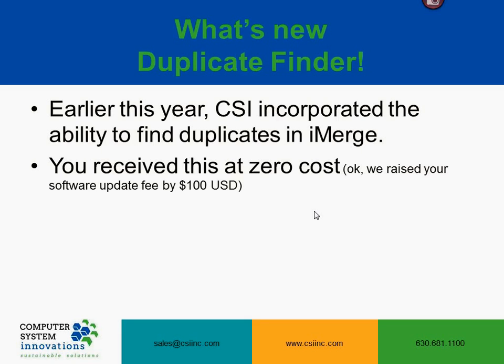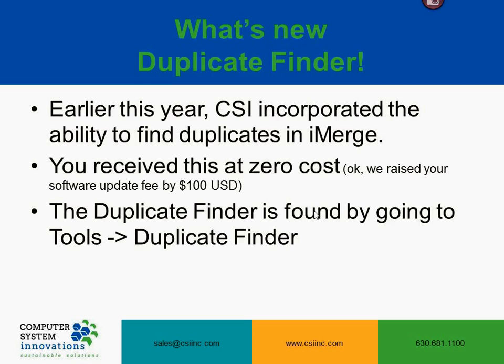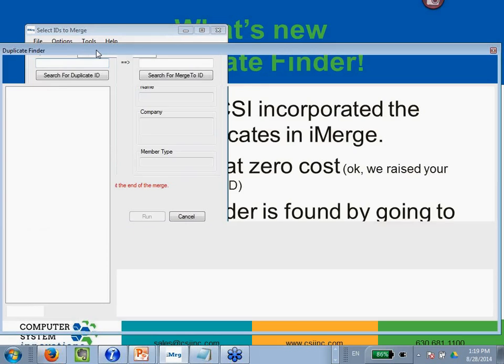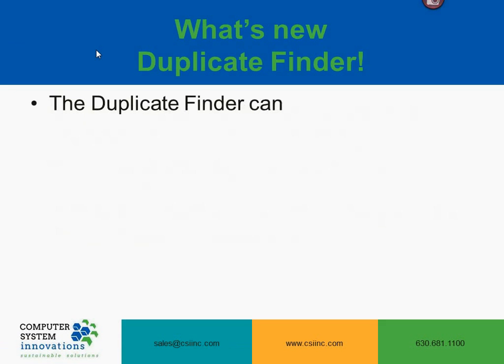And you're like, this is great, but where is it? Well, you get that by going to Tools, Duplicate Finder. So if I'm in iMerge, and you may already even have this, may not know about it, Tools, Duplicate Finder. And there you go. You're into it.